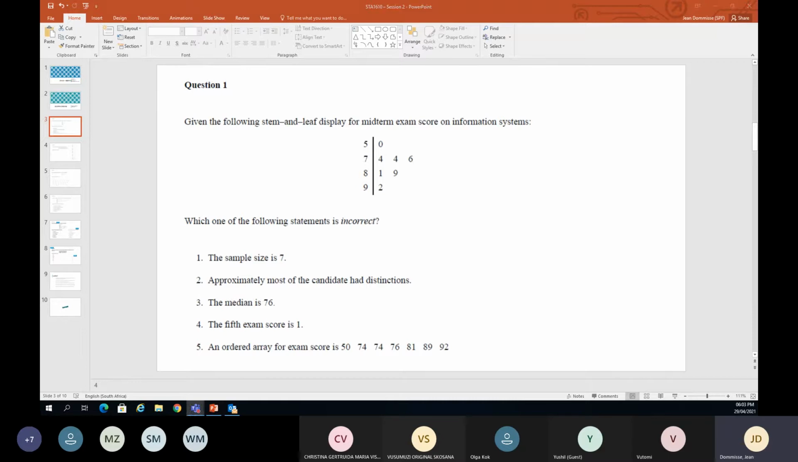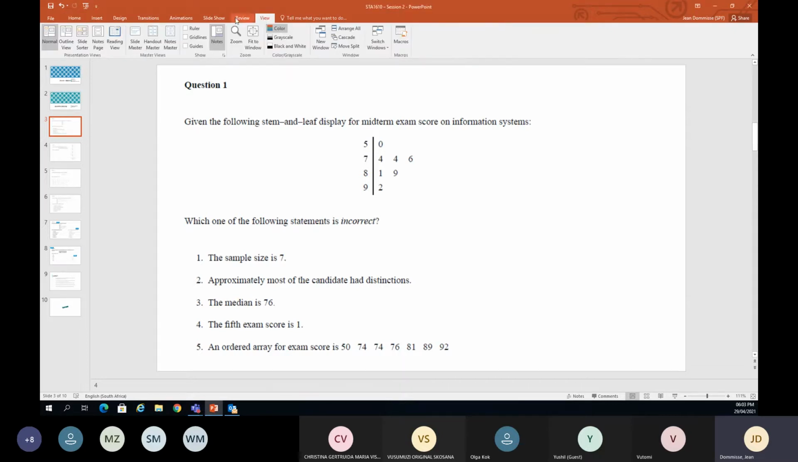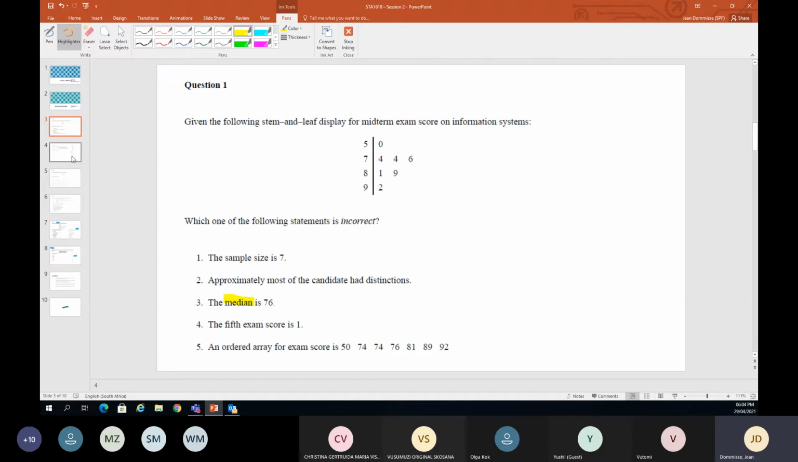Basically, when we look at the stem and leaf, you will see that again, like we said in session 1, stem and leaf is normally part of chapter 2, but you will now also start combining chapter 2 and chapter 3, because they will ask you questions around the median, which is more in chapter 3.